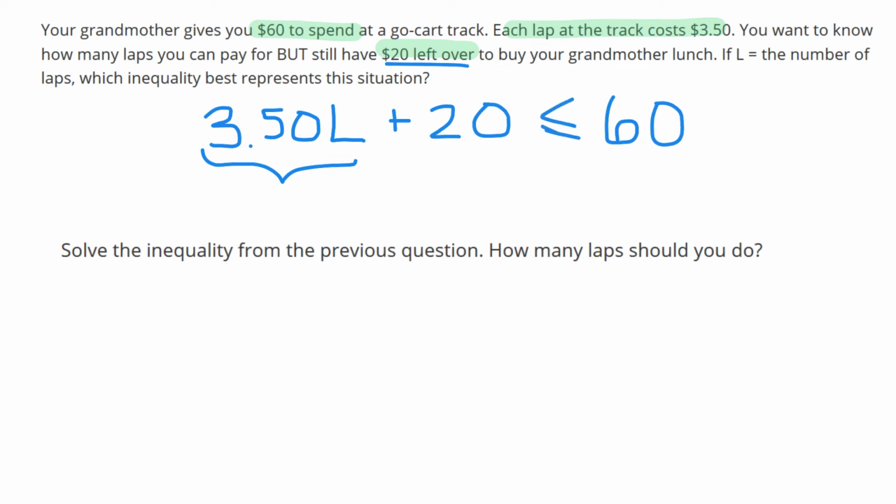Because like even if we spent $40, that's fine. Like $60 is the most that we can spend. So that's why we're using an inequality in this situation. And then in order to solve this, you, of course, would first subtract 20 from both sides to get rid of that, and then divide by 3.50 to get the number of laps you can do.